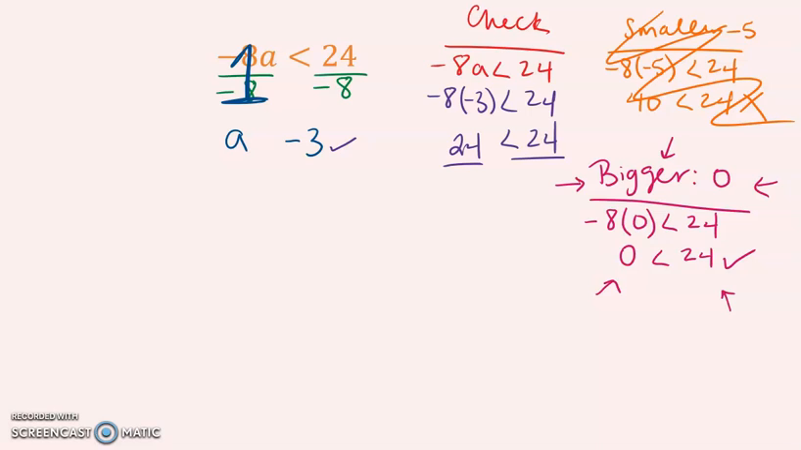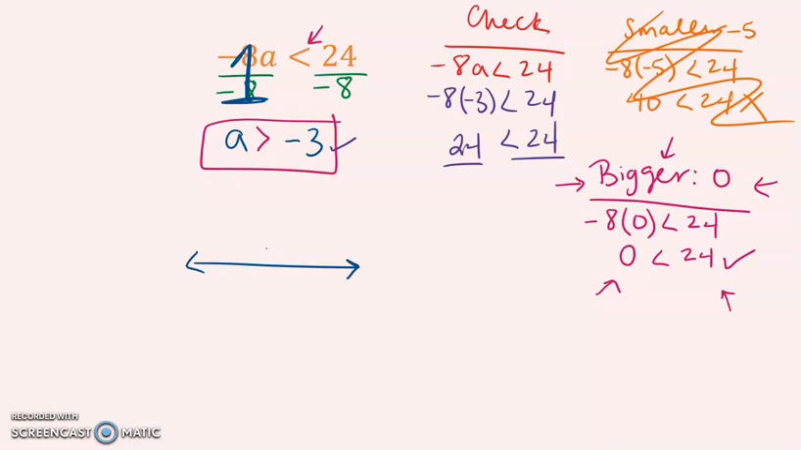A has to be a number bigger than negative 3. And you can choose any number bigger. We checked 0, but you can check negative 2, you can check 37. As long as the number is bigger than negative 3, you're going to have the correct answer. Now, this means that when we multiply or divide by a negative number, we need to take that inequality symbol and flip it the opposite direction.